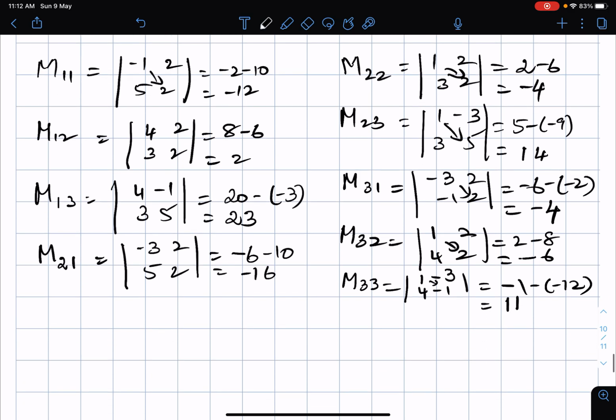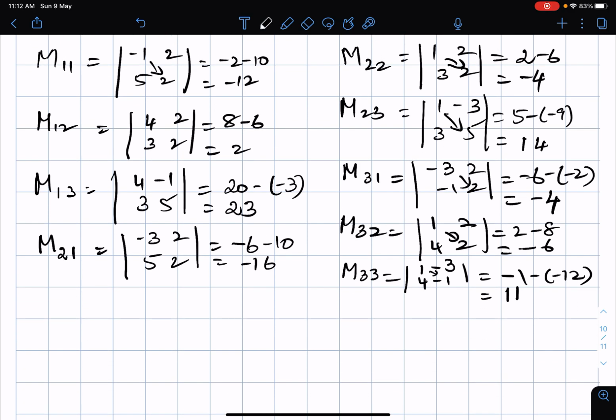cofactors for these minors. Okay, so it is nothing but the sign. So again I am going to mention the sign here. For 3 cross 3 it is plus, minus, plus, again minus, plus, minus, plus, minus, plus. How do you get this sign? It is minus 1 power i plus j.